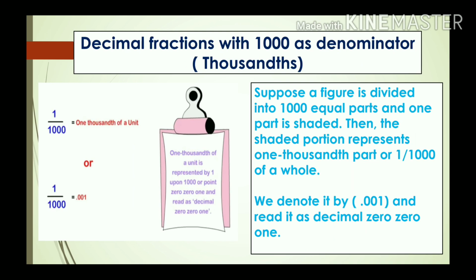Similarly, for decimal fractions with 1000 as denominator, which is thousandths. Let us suppose a figure is divided into 1000 equal parts, and out of them one part is shaded. Then the shaded portion represents 1/1000th part, or 1 by 1000 of a whole, and we denote it by 0.001 and read it as decimal 001 or 0.001.